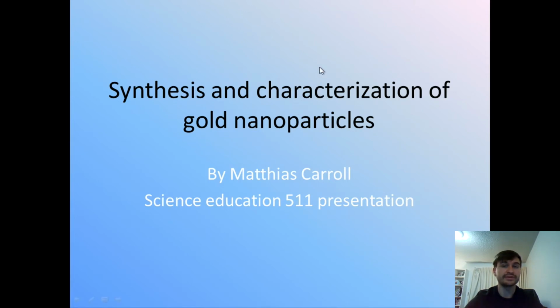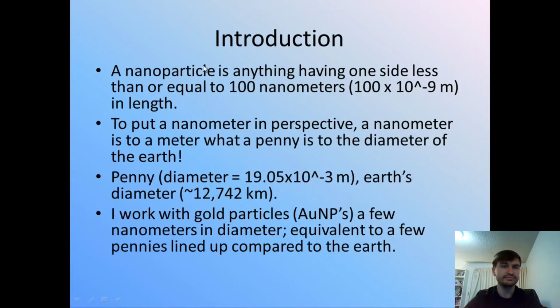I'm a graduate student at Central Washington University and a part of the Lohse research group where we investigate gold nanoparticles. To begin with, what is a nanoparticle? A nanoparticle is anything that has one side less than 100 nanometers in length.